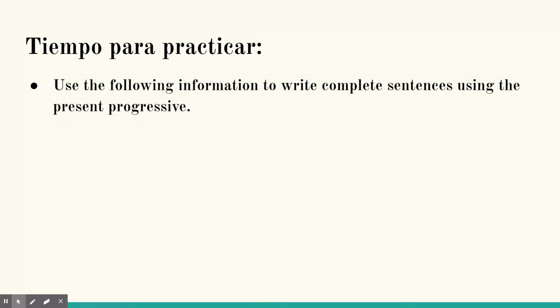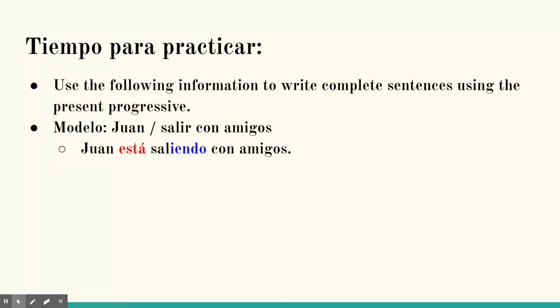Let's move on. Now, it is time for you guys to practice this concept. What I want you guys to do is to use the following information that I'm about to provide and make it a complete sentence. Let me give you an example. For example, if I have the information Juan, salir con amigos, what you guys need to do is change that information and make it into a complete sentence. Juan está saliendo con amigos.